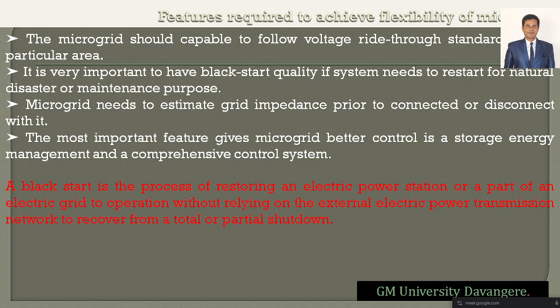So the microgrid should be capable of following the voltage standards of that particular area. All right, and it is very important to have a black start quality if a system needs to restart after a natural disaster or for maintenance purposes. What is the third point? Microgrids need to estimate the grid impedance prior to connecting or disconnecting. Okay, the most important feature that gives a microgrid better control is storage, energy management and a comprehensive control system.